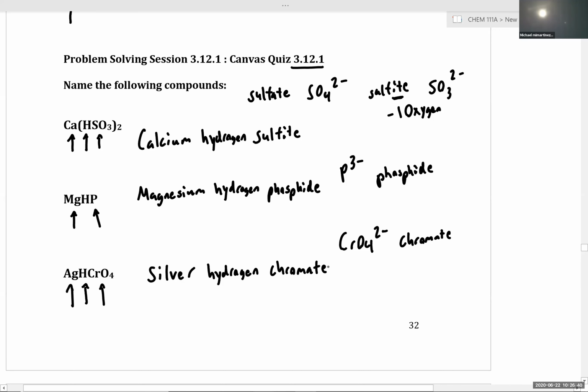Do these examples make sense so far? Any questions on these examples?